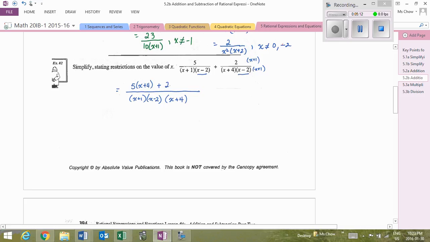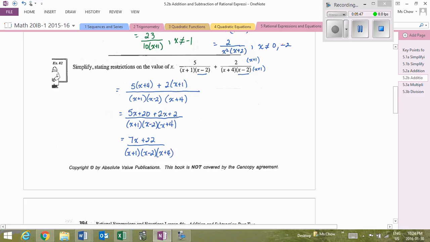So 2 times x plus 1, and then we expand, so 5x plus 20 plus 2x plus 2, and all over our denominator, which is the 3 binomials. Yes, you need to write them all down every single time, and you do not need to expand them again. So combining like terms in the numerator, we have 7x plus 22, which is not factorable, and then our denominator, once again, x plus 1, x minus 2 times x plus 4.